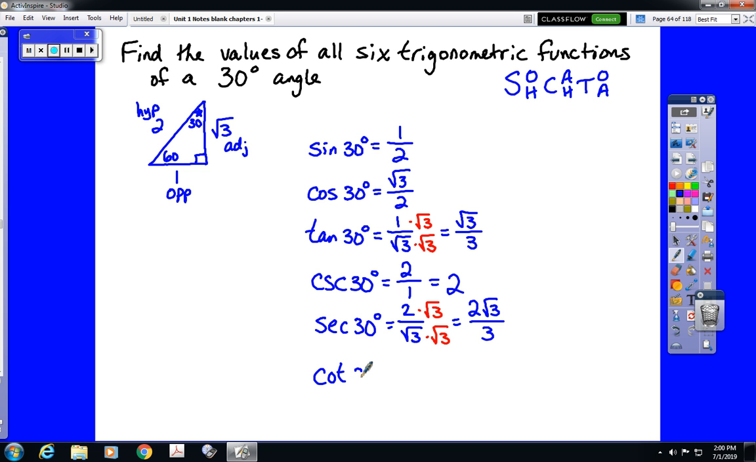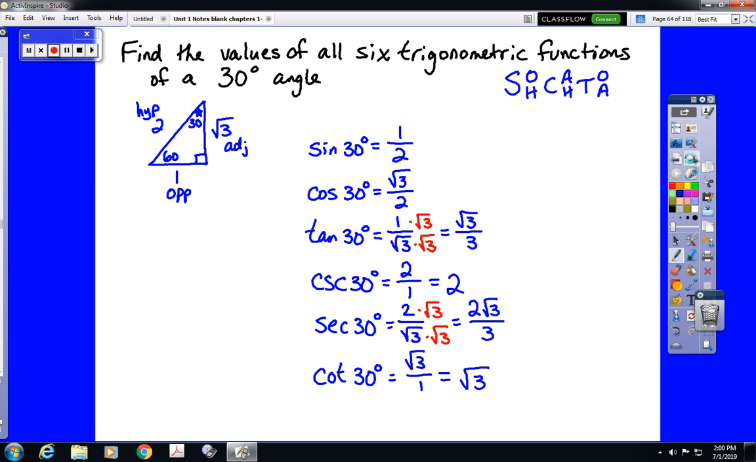And the cotangent of 30 degrees would be the reciprocal of the tangent, which would be root 3 over 1, or root 3. So there are 6 trig values for a 30-degree angle. One more of these to do, and that is for the 60-degree angle.